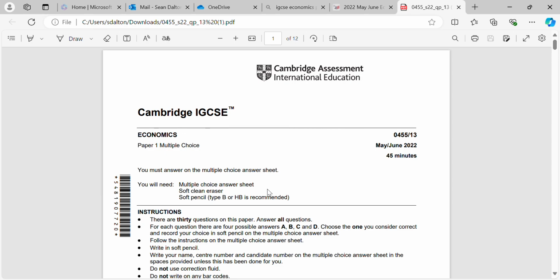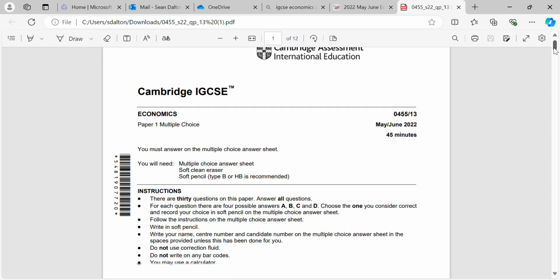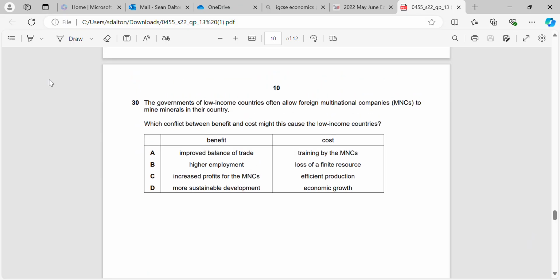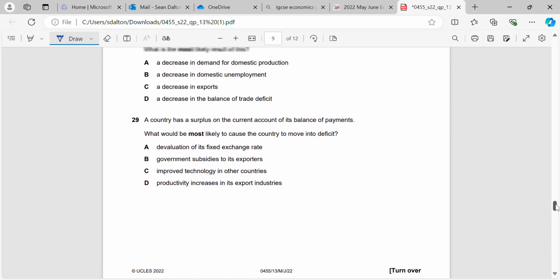Okay, welcome back. So we're looking at the last paper from May-June 2022. That's paper 13. Like all the other videos, any questions that are from question paper 11, I'll just circle the correct answer and you can go back to question paper 11 and look at that if you still need an explanation for the answer. So question 30, that's a question paper 11 question, and the answer is B. Go back to that video if you want an explanation.